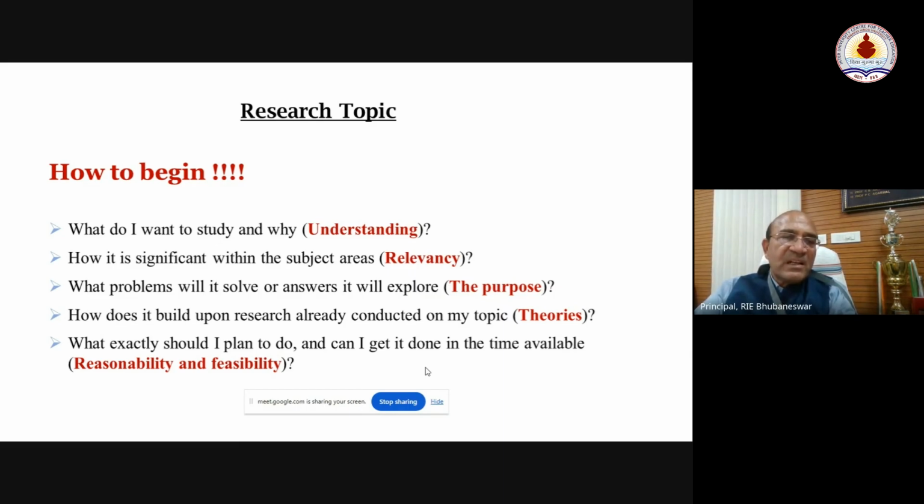Then within the subject area, relevance is to be seen. For example, in metals, when I take bulk metallic glasses, then I have to see what is its relevance in physics, what is its relevance in metallurgy, in chemistry.